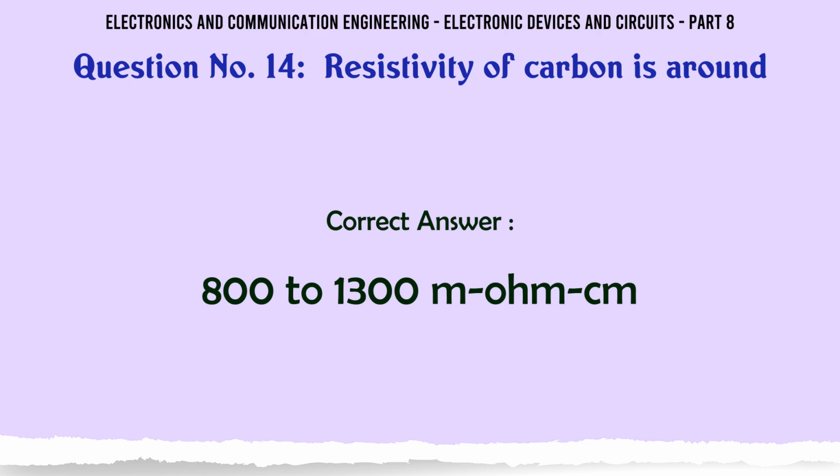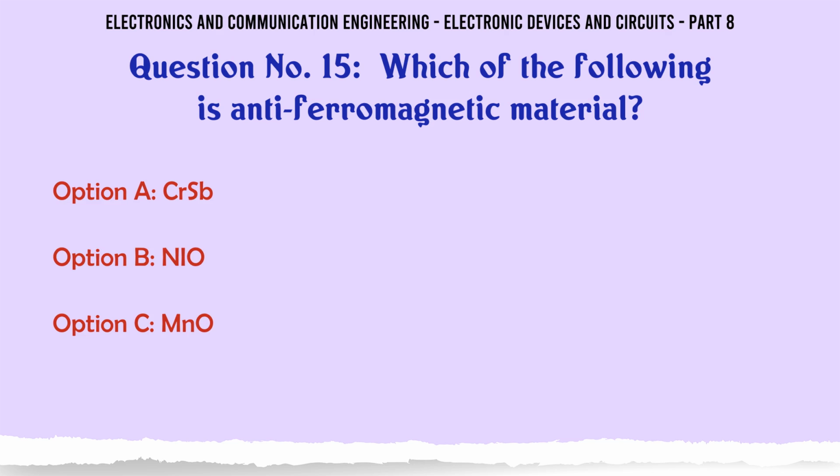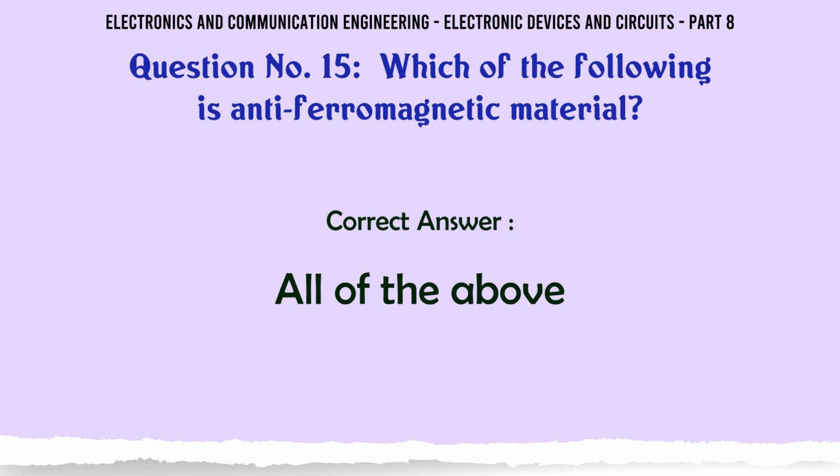Which of the following is an anti-ferromagnetic material? A. CrSb. B. NiO. C. MnO. D. All of the above. The correct answer is all of the above.